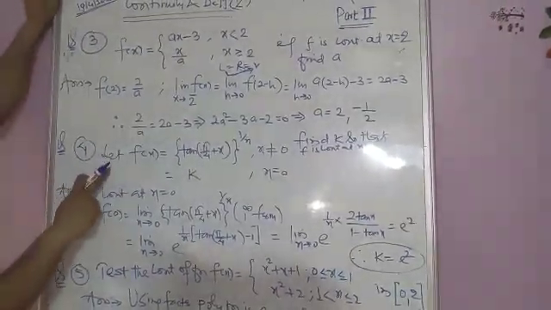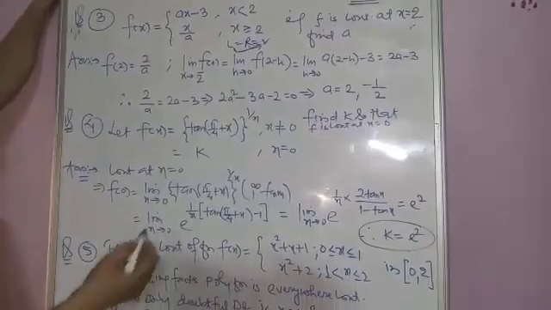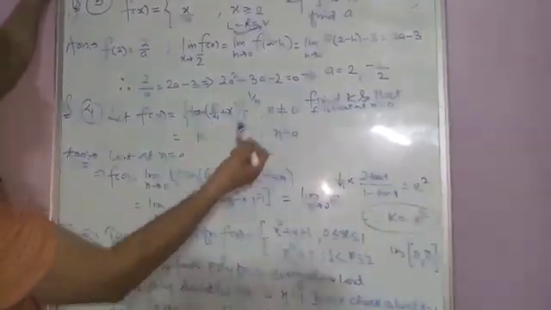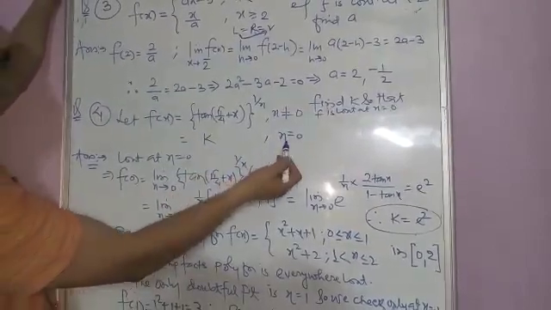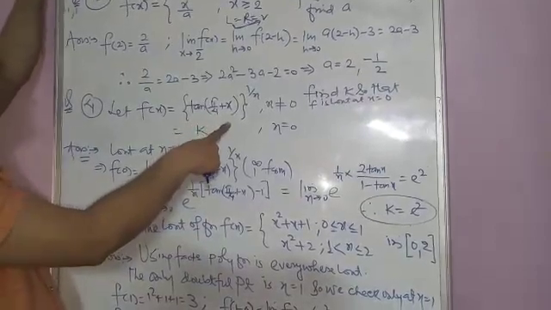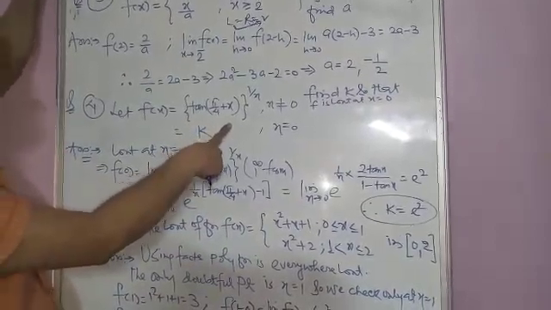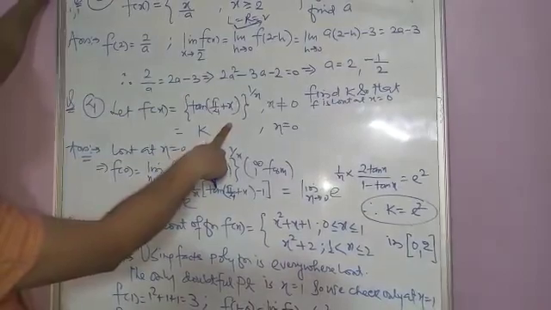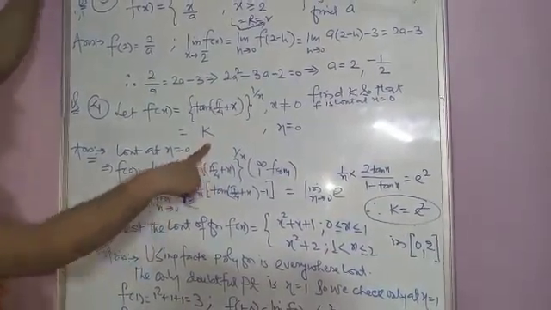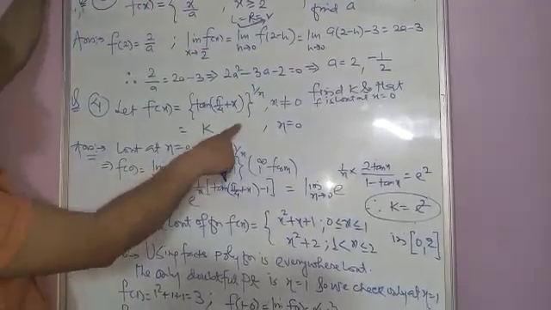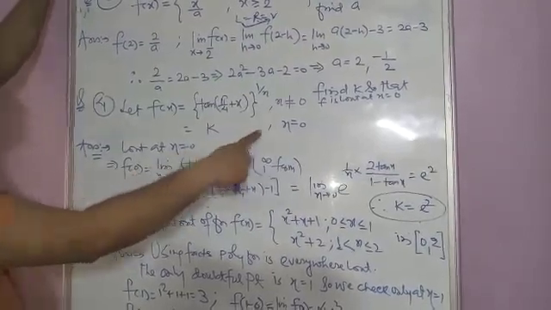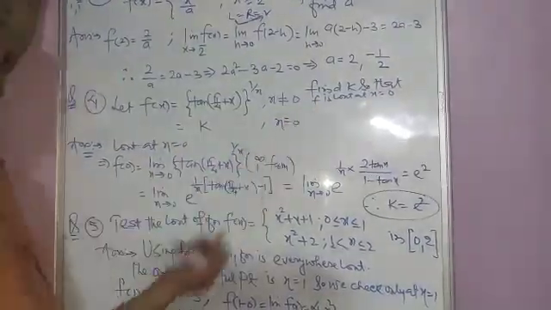Next question. Let f(x) equal tan of pi by 4 plus x, whole to the power 1 by x, for x not equal to 0, and k for x equal to 0. This question is also of the same nature. Here continuity is assured, we have to find the unknown parameter k. So no need to find separate left hand limit and right hand limit. We just find the value of k.